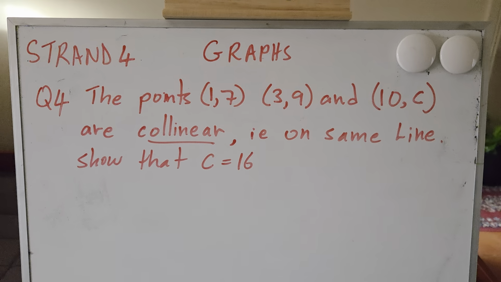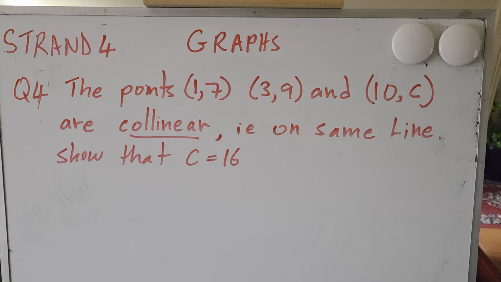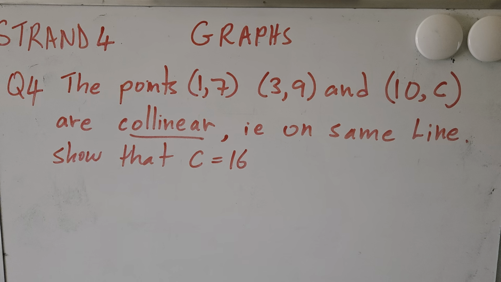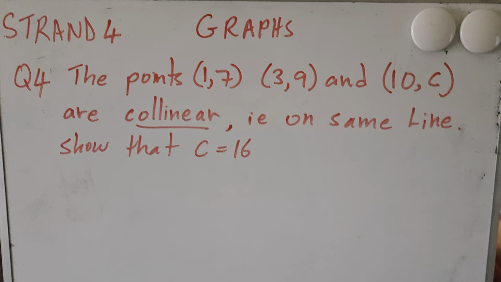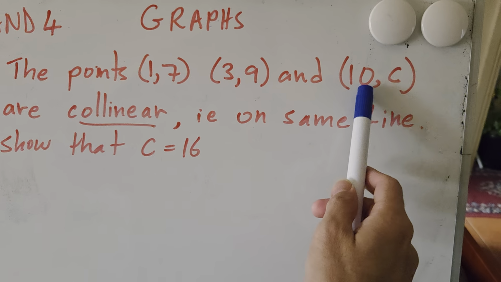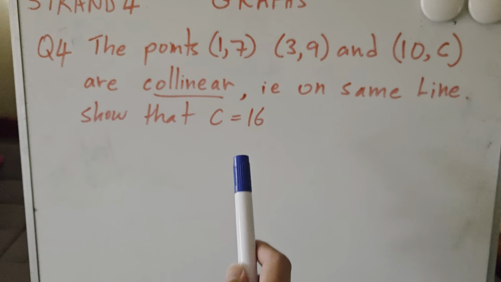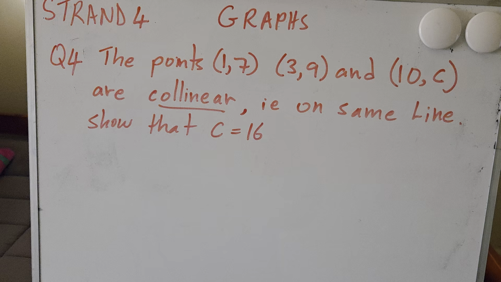Strand 4, question number 4. The points (1, 7), (3, 9) and (10, C) are collinear, i.e. they lie on the same line. Show that the value of C is equal to 16. So there are three coordinates: (1, 7), (3, 9), (10, C), and there's a missing number over here. We have to show that the missing number has to be equal to 16.